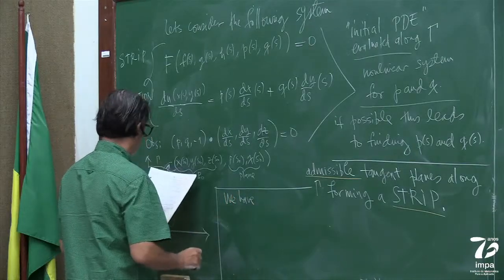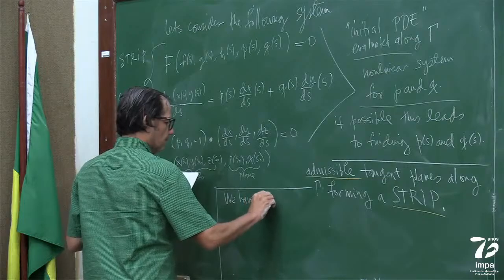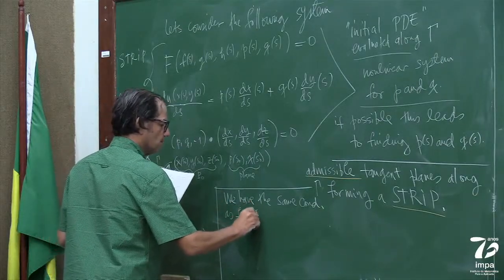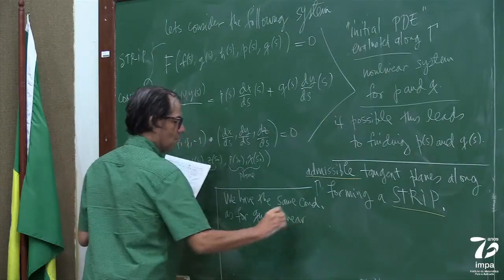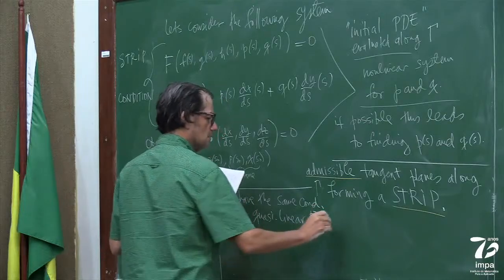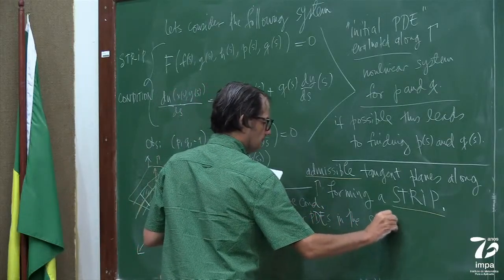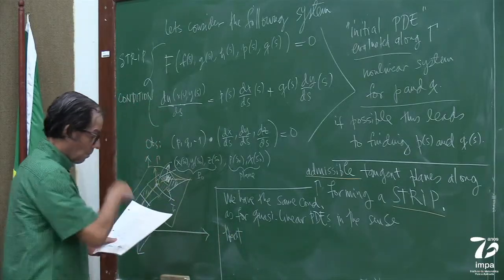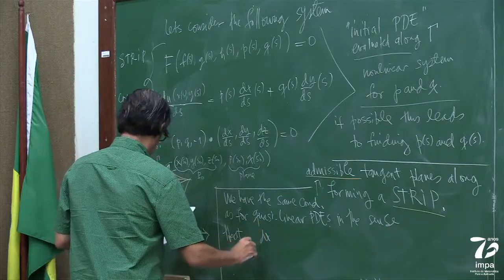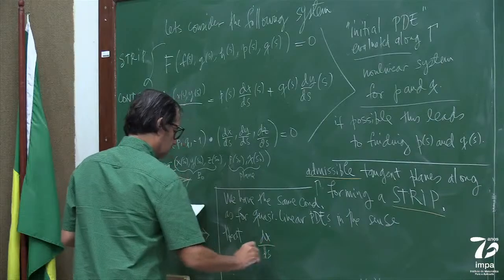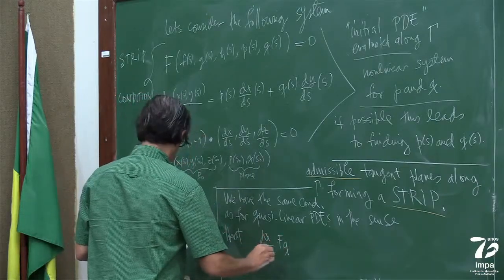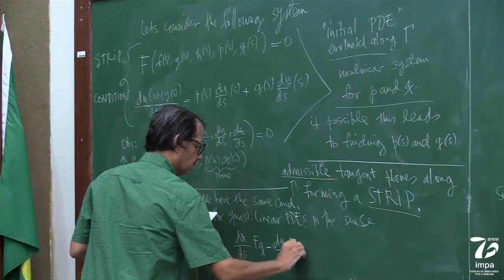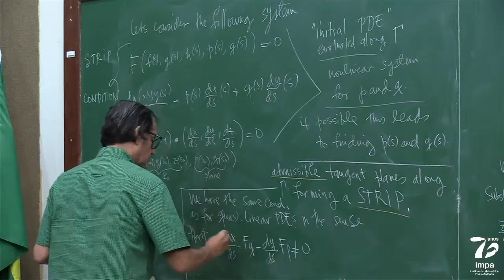We have the same condition as for quasi-linear PDEs, in the sense that dx/ds times f_q minus dy/ds times f_p must be different from 0.